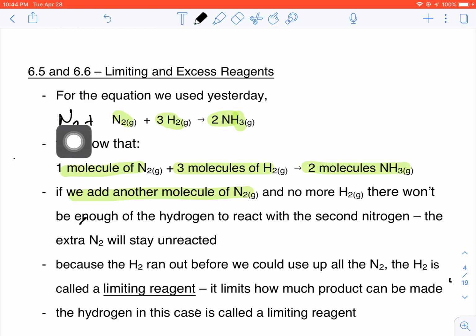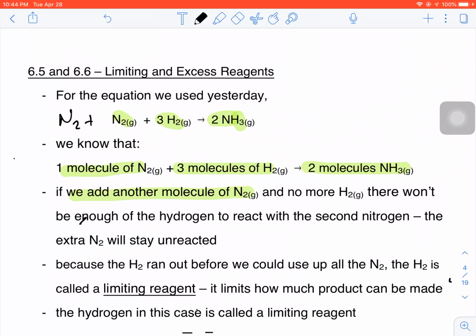This nitrogen here has got nothing to react with because these 3 are already gone. They were used by this to make this. So when all is said and done, I will end up with 2 NH3s and I'll have an N2 left over because I put it in and it wasn't needed. That chemical that was added is called an excess reagent, right? It's extra. There's more of it than I need.